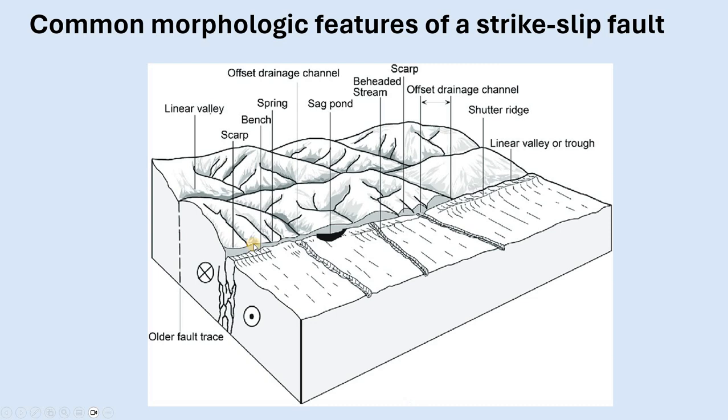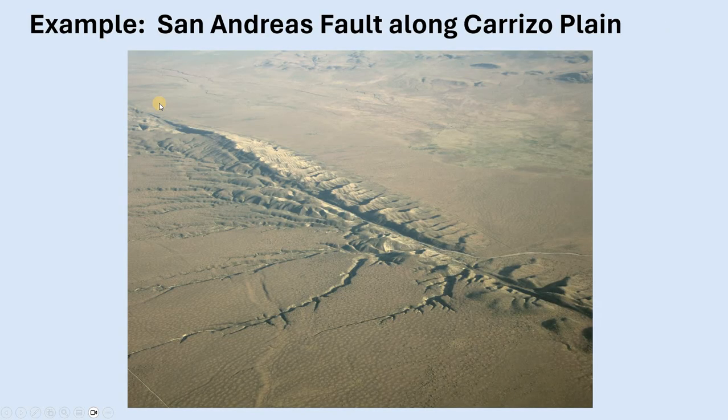Many faults, including strike-slip faults, because they are zones of fracturing and broken rock, tend to allow water to come upwards from the deeper crust and reach the surface. So we often find springs along fault zones. So let's look at some examples of this.